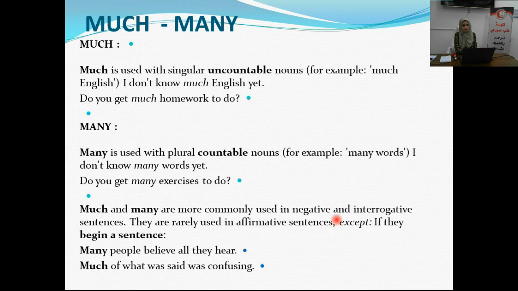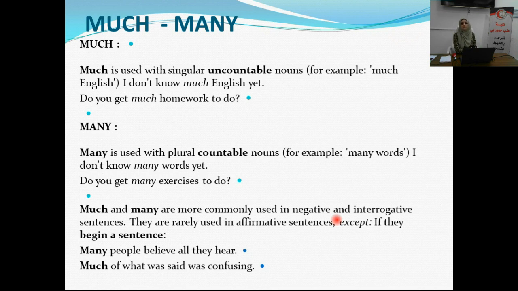Moving to "much" and "many." "Much," as you know, is used with singular, non-countable noun. For example, we have "much English." "I don't know much English yet." "Do you get much homework to do?" Since homework is a non-countable noun.